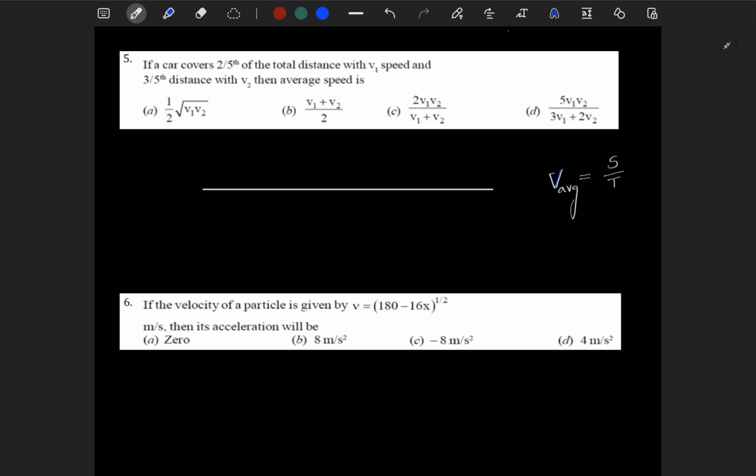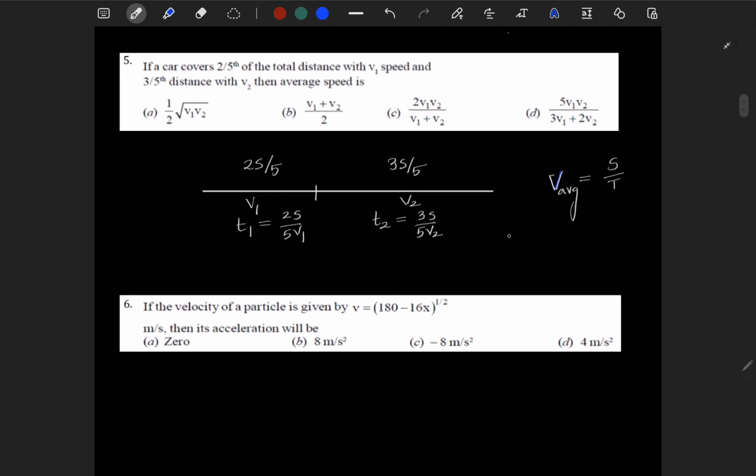So let's do this. If a car covered 2/5 of the total distance, let's say the line which is drawn here is the total distance s. So 2/5 is like 2s upon 5, and the remaining is like 3s upon 5. So this is traveled with speed v1 and this with speed v2. So let's say the time taken here is t1, but I can write time is distance upon speed. So this is like t1 is equal to 2s by 5v1, and you also have t2 is equal to 3s by 5v2. So you can simply substitute these two here, then you will get the answer.